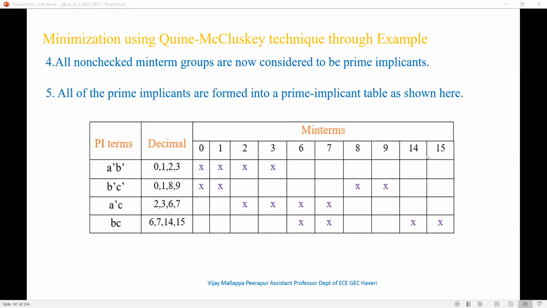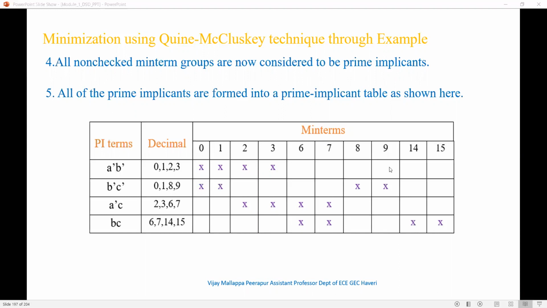Everyone should be knowing by this time about this prime implicant table. Put the X for the respective mean terms. Since it is 0 1 8 9, we put X for 0 1 8 and 9. Similarly for the mean terms 2 3 6 and 7, we put the X in that column. Similarly for 6 7 14 and 15, we put the X here.